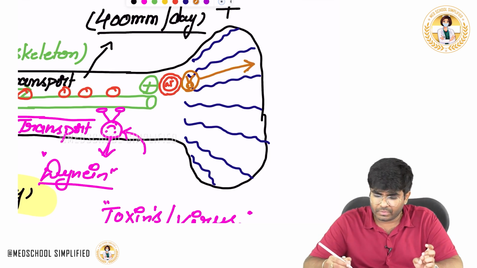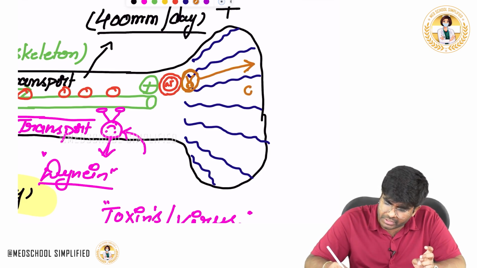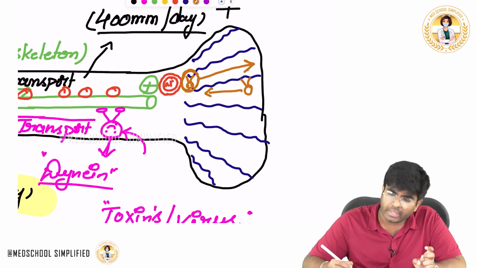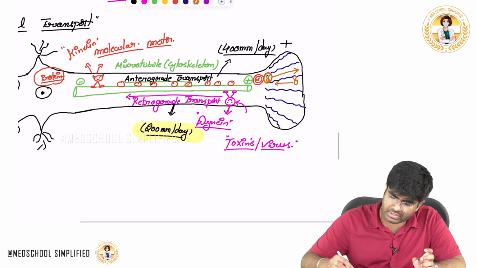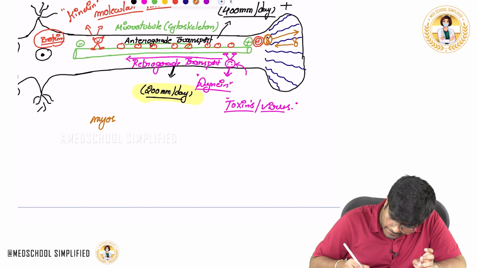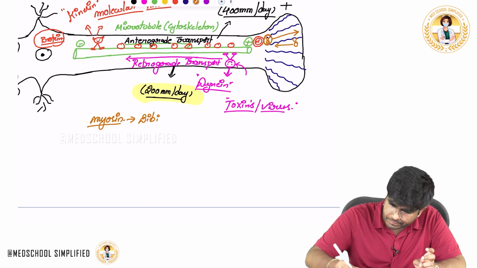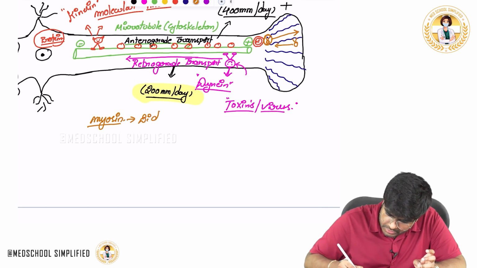So one more molecular motor is there. He is going to move in both directions. Bidirectional. This fellow is called a myosin. It helps in bidirectional transport.